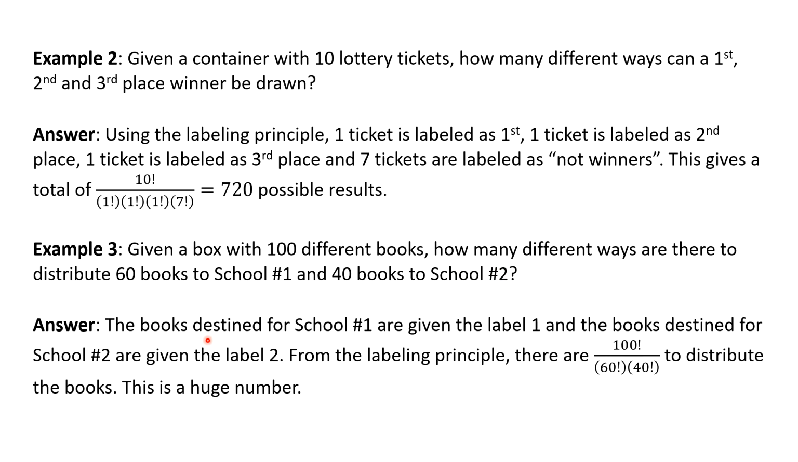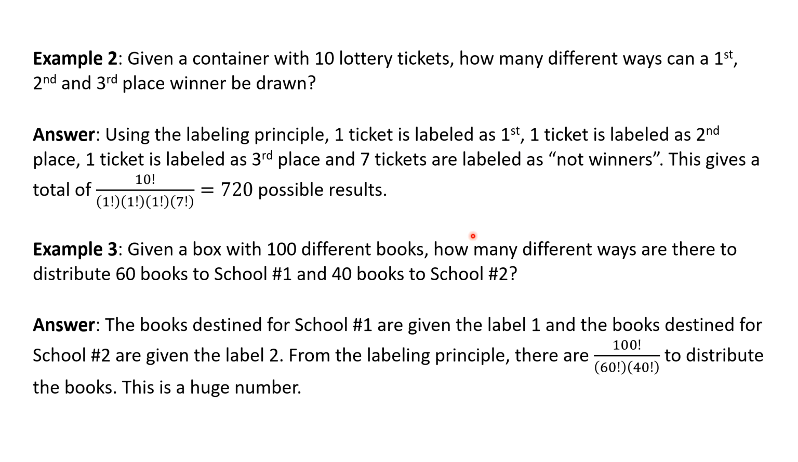So you may have guessed this one. This was similar to the example from the previous slide. The books destined for school number 1 are given the label 1, and the books destined for school 2 are given the label 2. And then from the labeling principle, we have the total number of arrangements, 100 factorial, and then we need to divide by the number of arrangements for school 1 and for school 2, so that's 60 factorial times 40 factorial, which is a very big number, so I didn't bother to list it out explicitly, but this is the answer in terms of factorials.